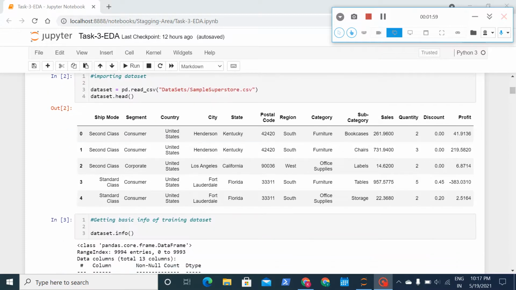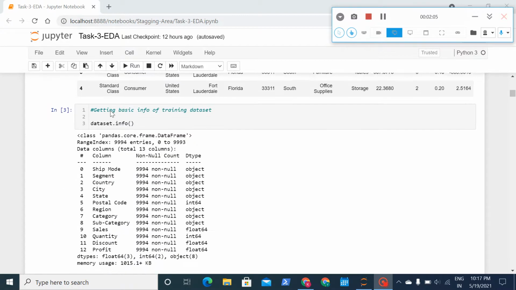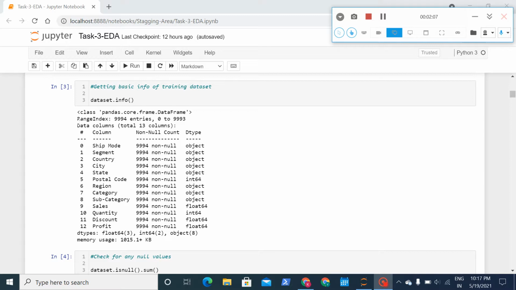Dataset.head prints the first 5 rows, that is, the first 5 samples in the dataset. Next, we will get some basic information about the dataset using the .info method, and you can see basic information like how many columns there are, what the column names are, whether there are any null values, and what the data type of each column is. You can see that these are mostly of object type and some are int and float data types.